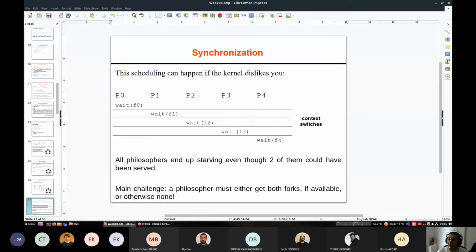So the question is, how do you make sure that each philosopher either gets both forks or none of the forks? That's the question. How do you accomplish that, using POSIX semaphores or using System 5 semaphores? That's the whole idea.